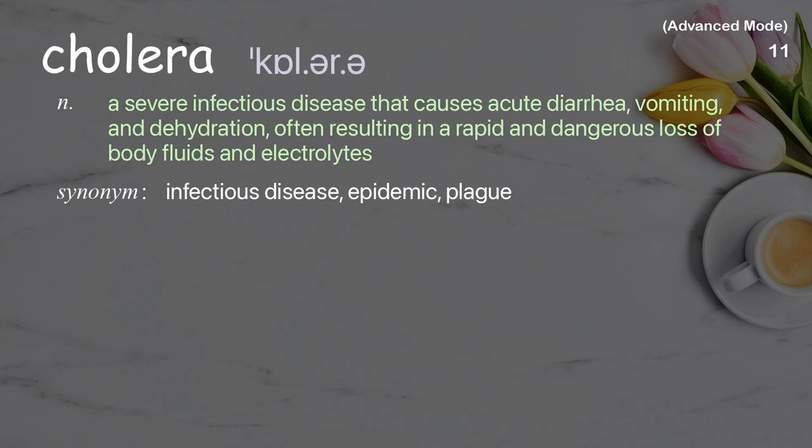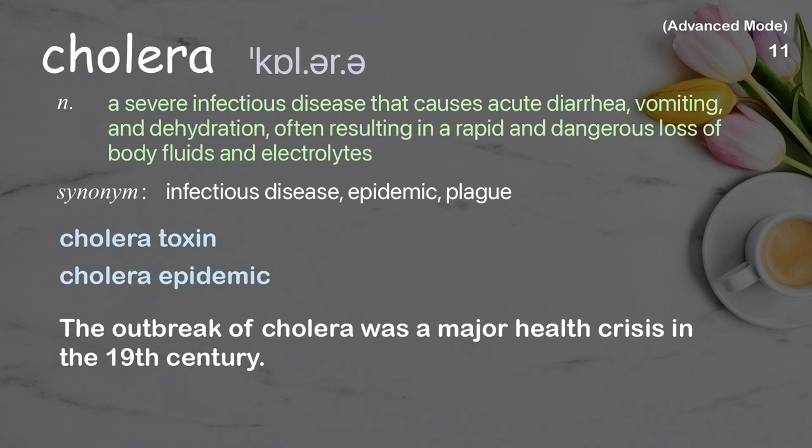Cholera. A severe infectious disease that causes acute diarrhea, vomiting, and dehydration, often resulting in a rapid and dangerous loss of body fluids and electrolytes. Examples: Cholera toxin. Cholera epidemic. The outbreak of cholera was a major health crisis in the 19th century.